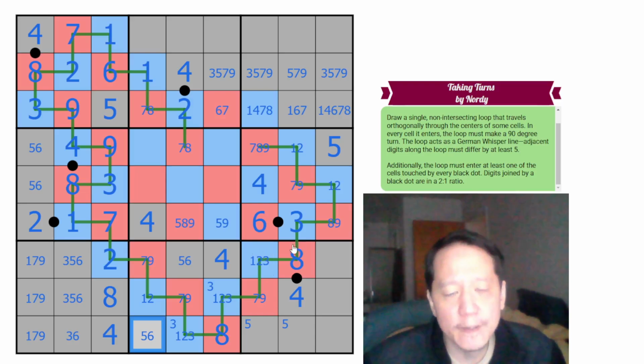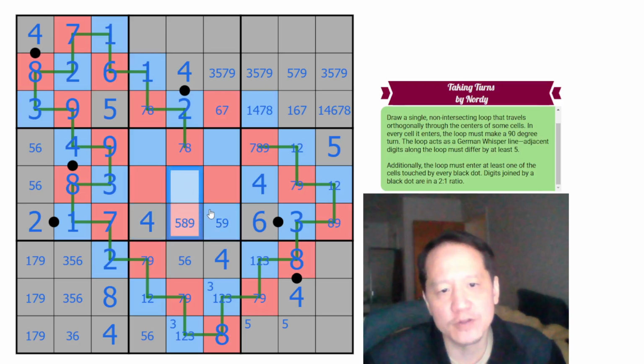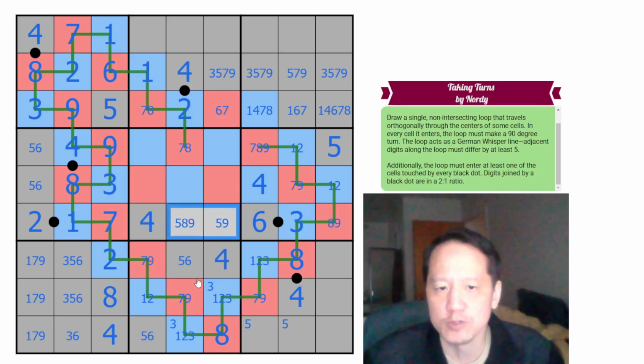Let's see. This cannot be on the German whisper line, again, because it has to be next to a 1, and it's not going to be next to a 1. These can't be on the German whisper line because it would have to turn in this way, and none of the digits between them, one of them has to be a 5, and the other one would have to be an 8 or a 9, but there's not a difference of 5 between them. So these cannot be on the German whisper line either.